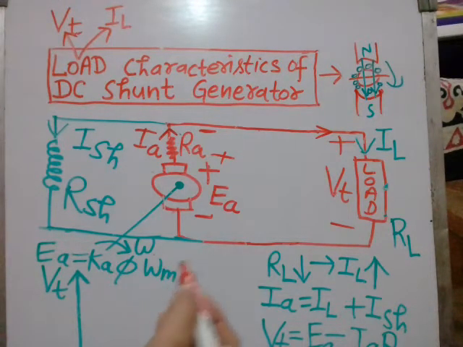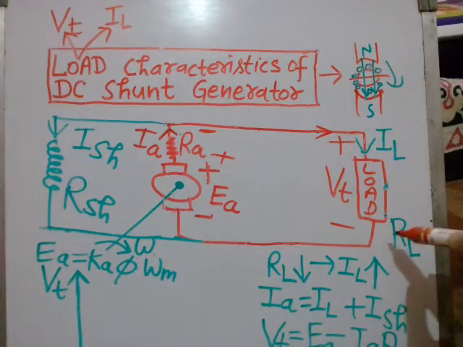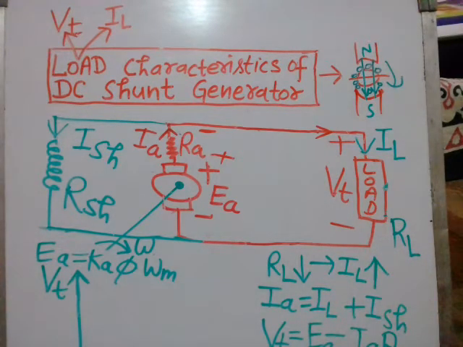See here, if the load resistance is RL, and if you are connecting the load in parallel, then the load resistance will decrease. Because when you connect resistances in parallel, the equivalent resistance will decrease. Once the load resistance decreases, load current will definitely increase. Because electrical load is increasing, load current will also increase.